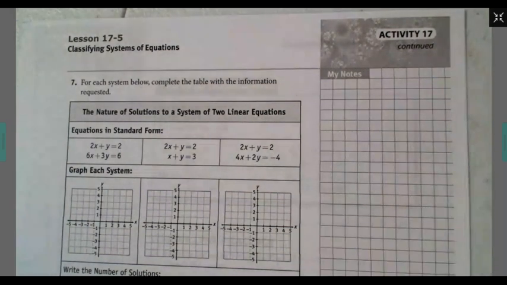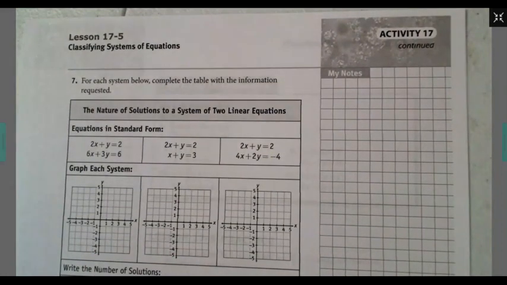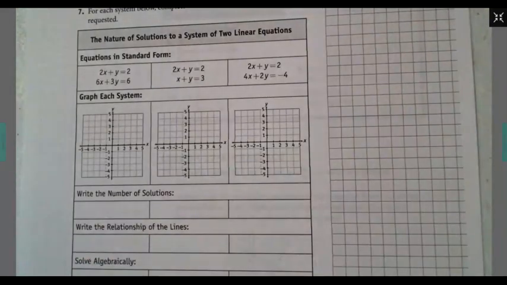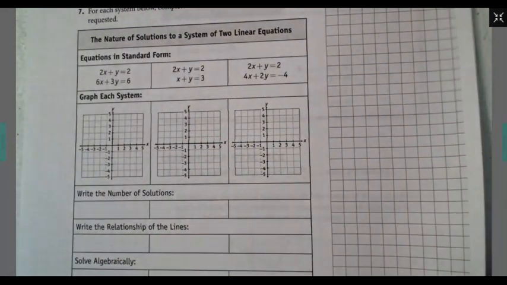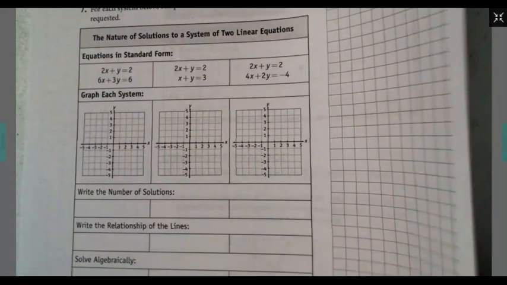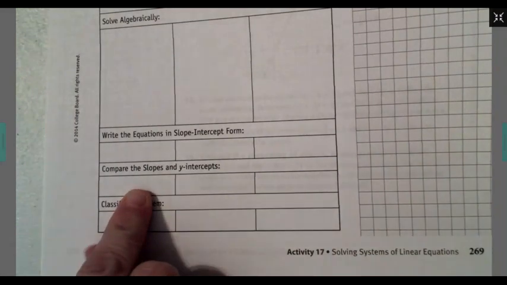All right, for the final question, question 7, we're going to be covering a couple of different pieces. It says, for each system below, complete the table with the information requested. It's given us 2 equations for each type. It wants us to graph, then write the number of solutions, write the relationship, solve it algebraically, write the equations in slope-intercept form, compare our slopes and y-intercepts, and classify the system.